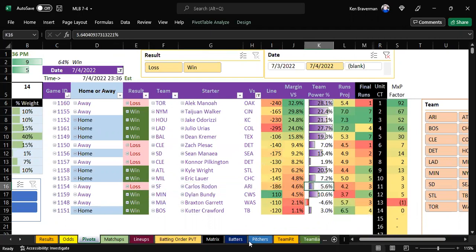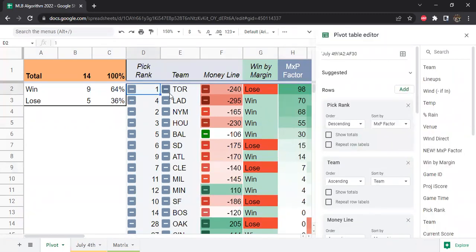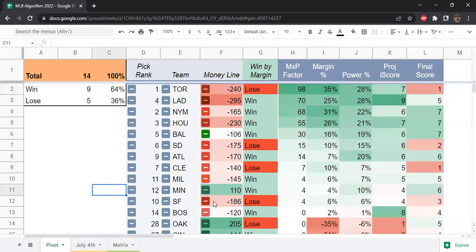I mean, see this low power. Where does San Francisco show in the Google Sheet? They're all the way down here. Even though they say pick rank 10, they're actually, how many down here? They are 1, 2, 3, 6, 9, 10, 11. They're actually the 11th pick, and they're minus 186.